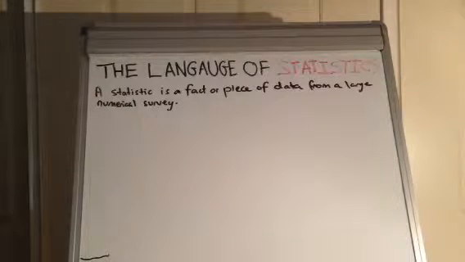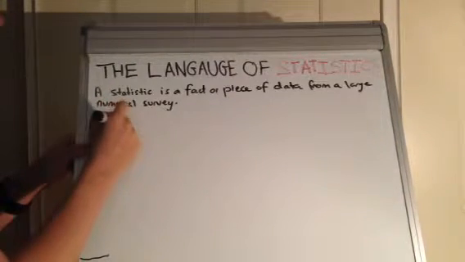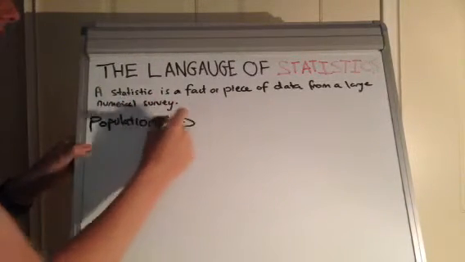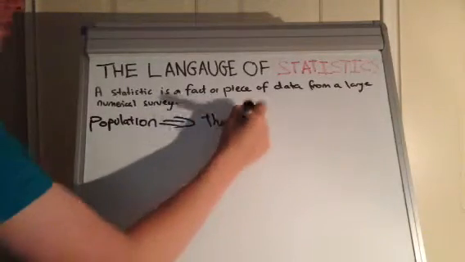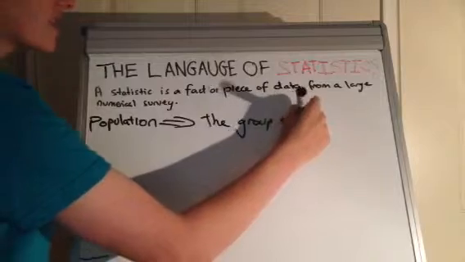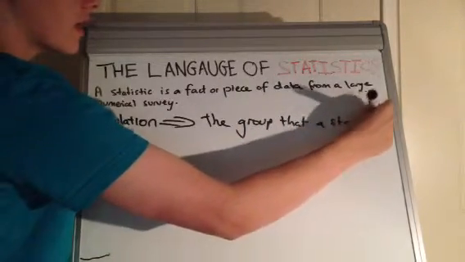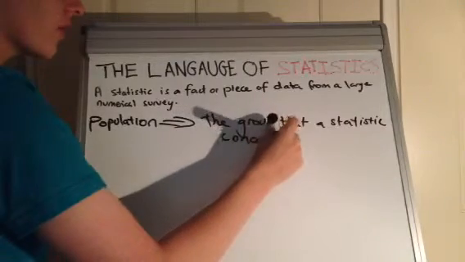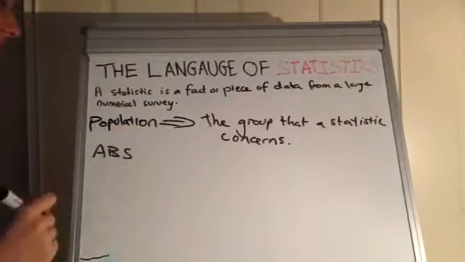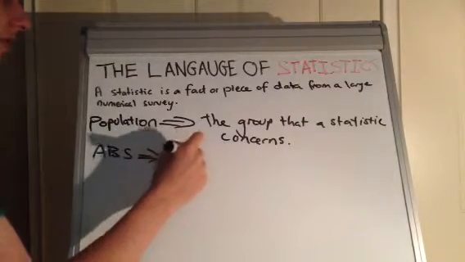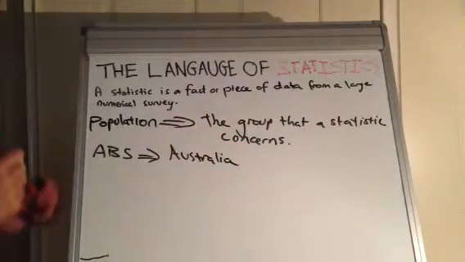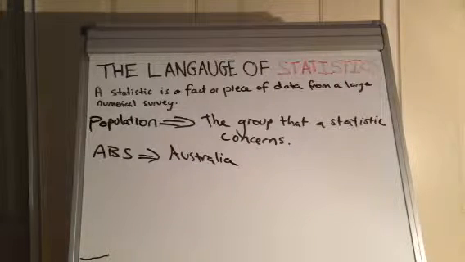Now the next key concept is going to be population. And population is simply the group that a statistic concerns. So for example, if the ABS, the Australian Bureau of Statistics, was doing a survey, then their population would of course be Australia. However, they may not be able to take sample information from everyone in Australia, because that would be roughly 24.2 million people, and they may need to get statistical data processed very quickly.